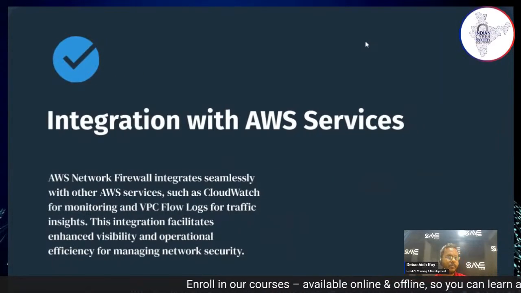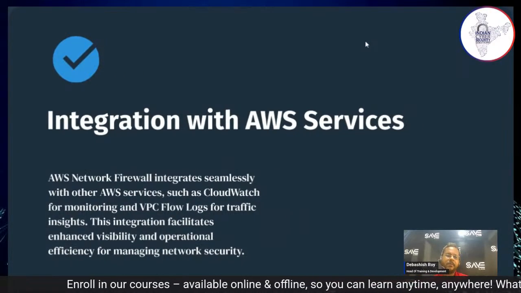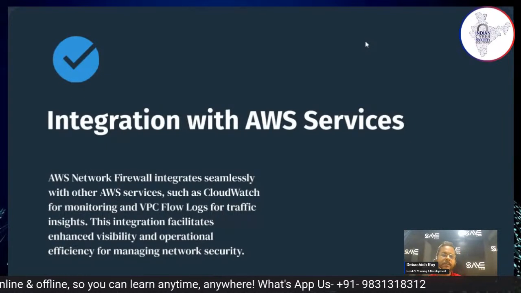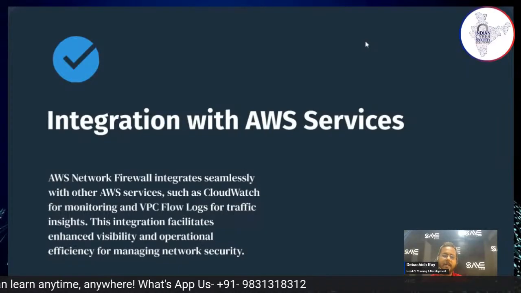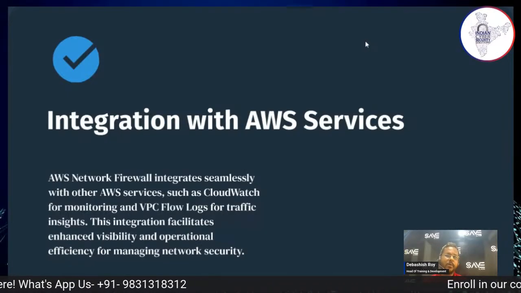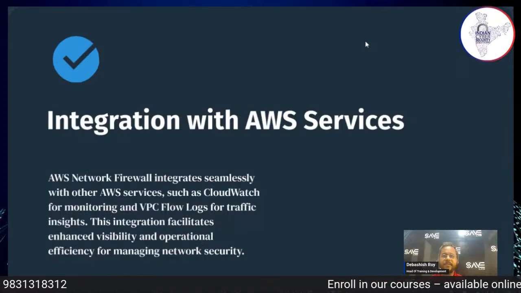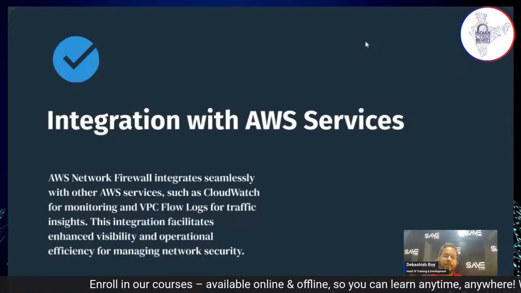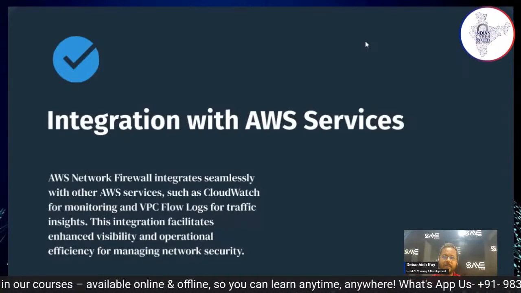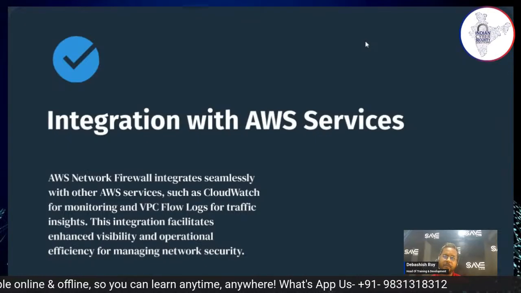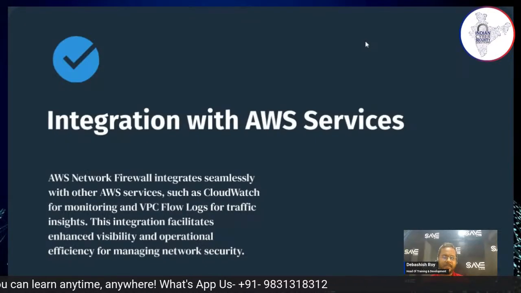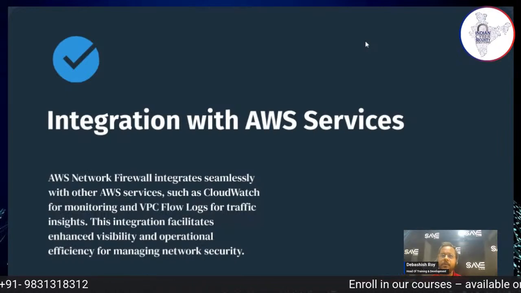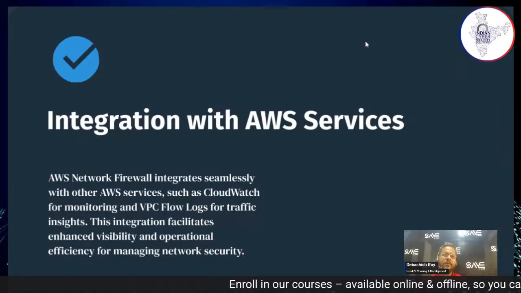Now, integration with AWS services, that is another feature. AWS Network Firewall integrates seamlessly with other AWS services such as CloudWatch, we know that is the main monitoring service for the cloud, and the VPC flow log. And that flow log maintains a log record, log entry of the VPC only. So that is also like the CloudWatch monitoring, but CloudWatch is for the general. It is for all the general or the hardware specific network activities, but VPC flow log is actually for the VPC activities, for traffic insights. And its integration facilitates enhanced visibility and operational efficiency. Definitely, your operational efficiency, performance, everything will go up.